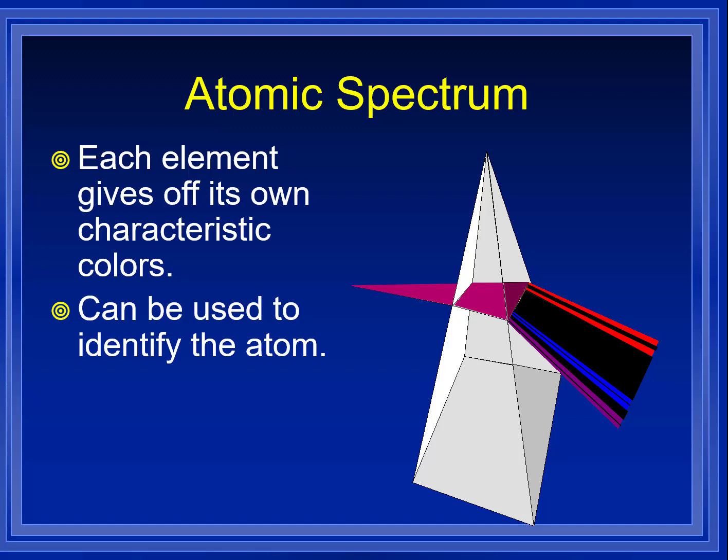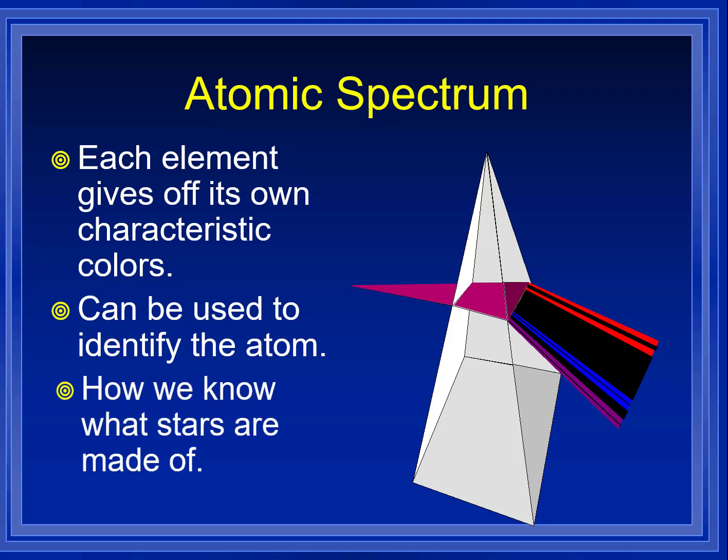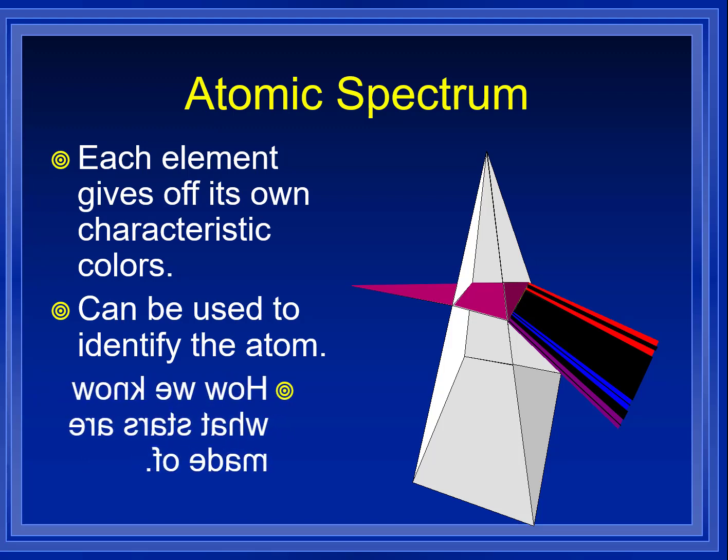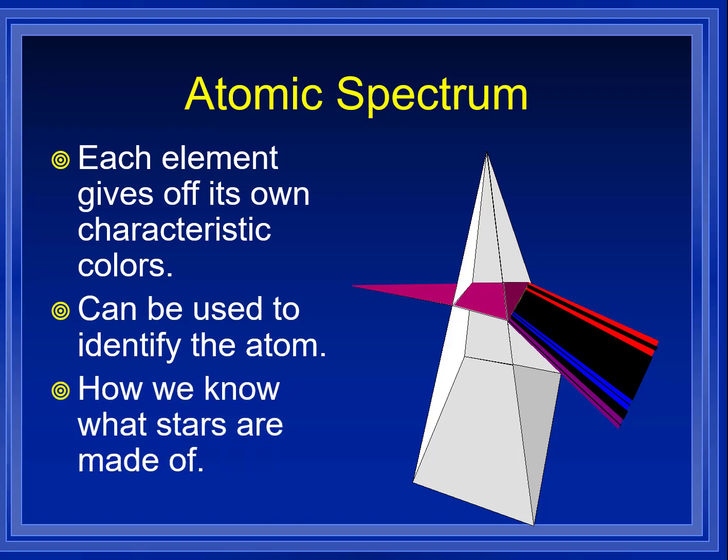Okay? So if you got a sample and you make it glow, you can tell what atoms are in there by which lines you see. And that's how we know what stars are made out of. If you want to figure out what's in the star, you can't just go get a bucket of star and test it. There's a couple of problems with that. One, the stars are pretty far away. Two, they're toasty.